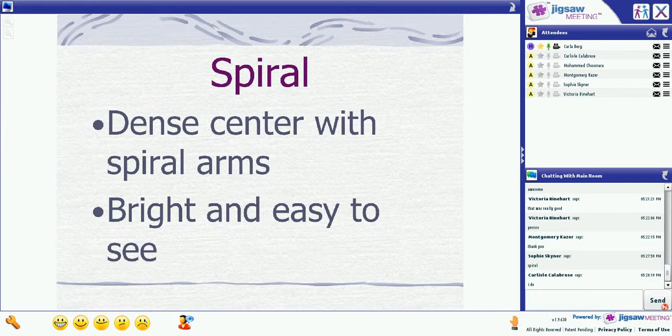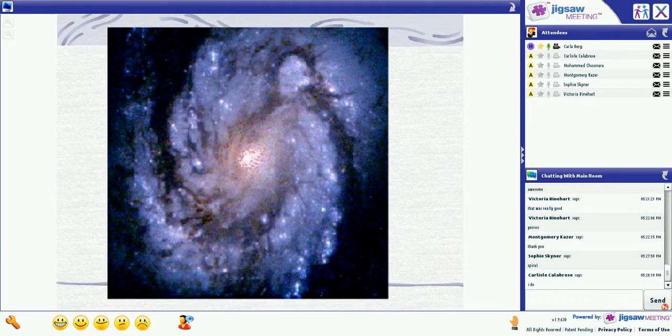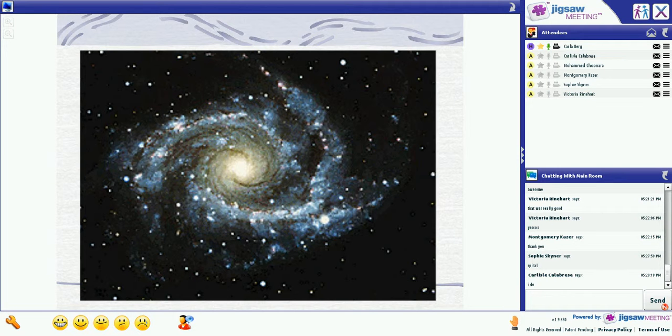Spiral, like Sophie said. The second type is a spiral galaxy. A spiral galaxy has a dense center with spiral arms. They are bright and very easy to see. They contain large amounts of gas and dust and are always producing new stars. Here is a picture of a spiral galaxy. And another picture.